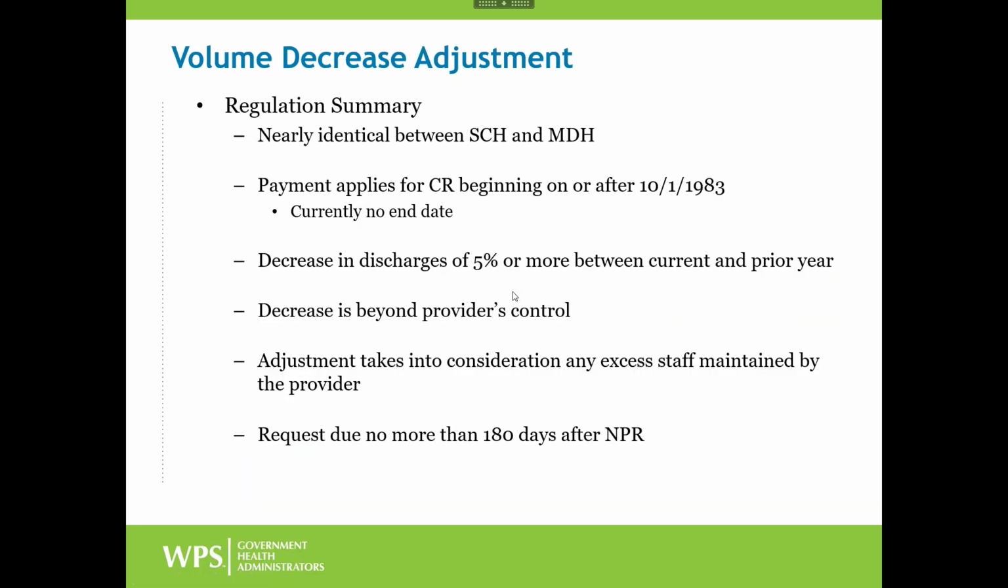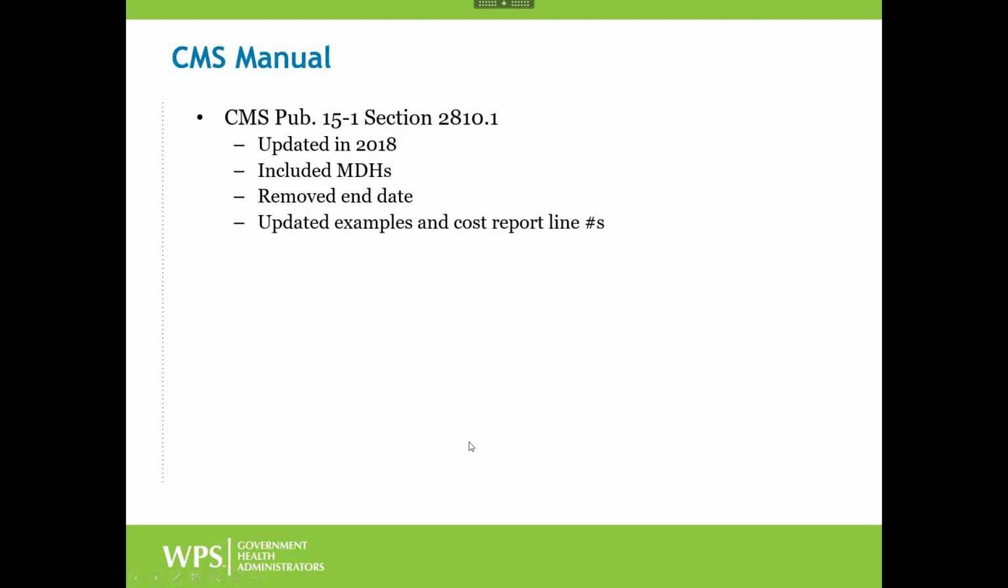So that's the regulation summary, and this is just a bullet-pointed list of those items. Now we'll spend a little bit of time with the Pub 15.1 Section 2810.1. I will stress that this was updated in 2018, just shortly after those Federal Register and regulation changes.